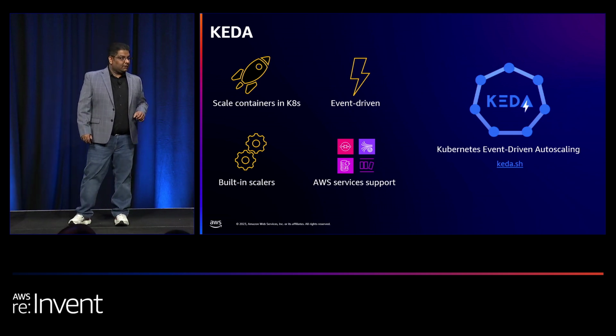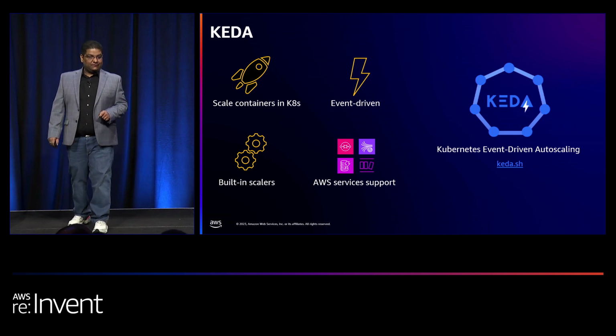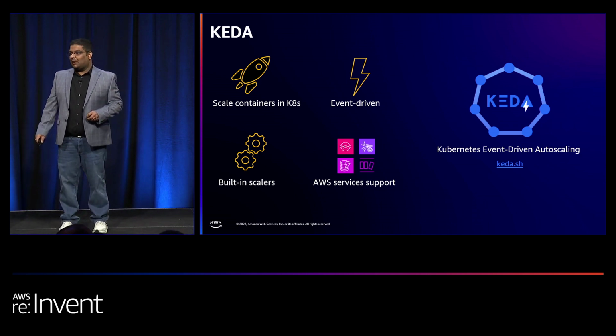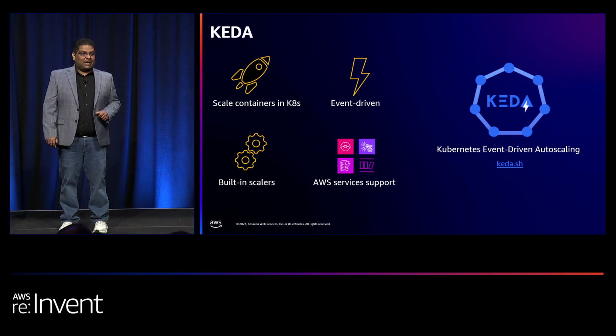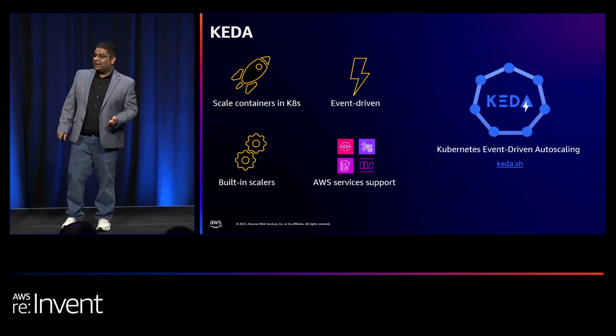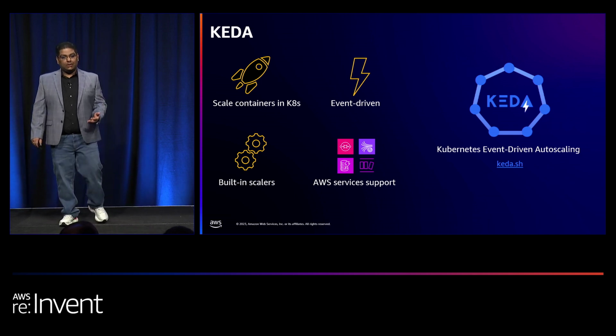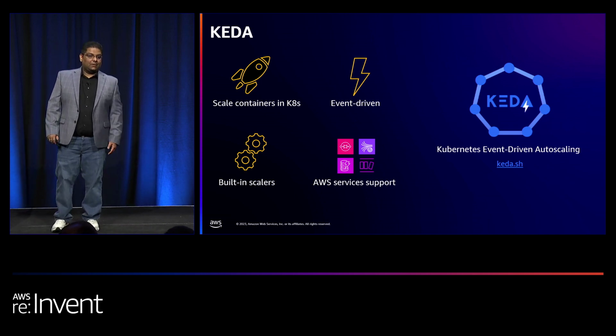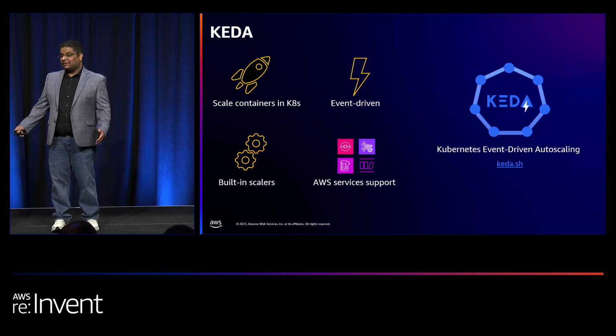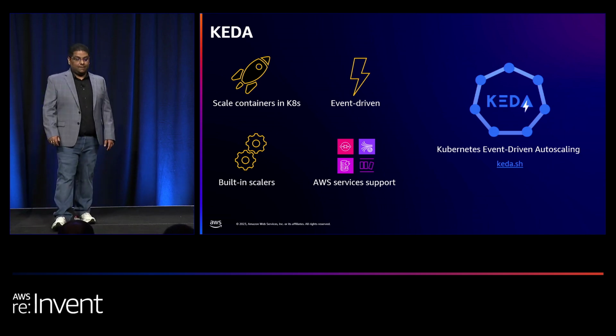So you can scale your containers in Kubernetes, which are event-driven, and KEDA provides built-in scalers for you. So AWS services are built-in scalers present in that whole setup. So you have SQS queues, Kinesis data streams, DynamoDB, DynamoDB Streams, and more. And you can scale based on the number of messages or events that are in those services.